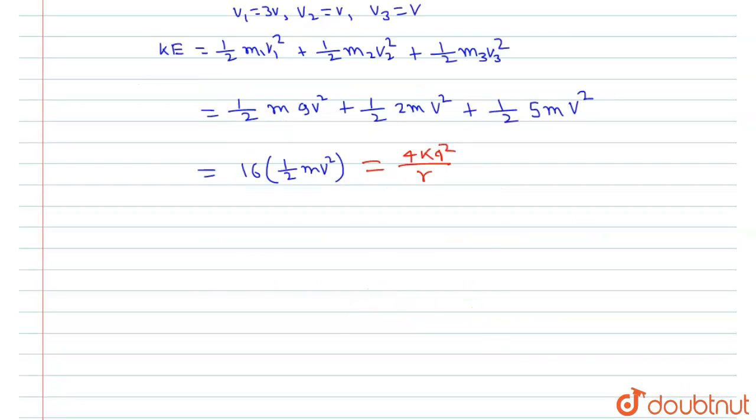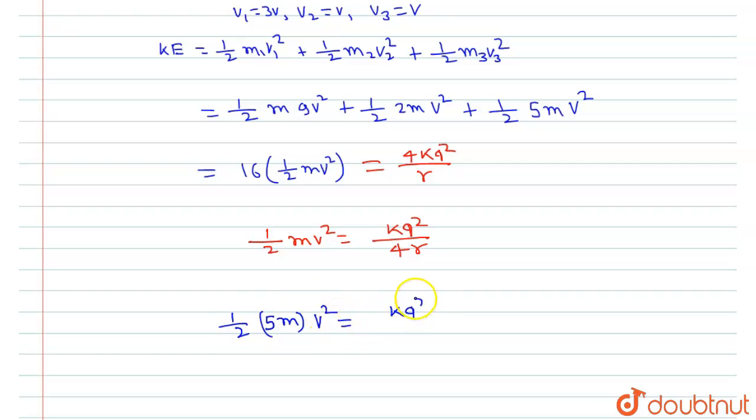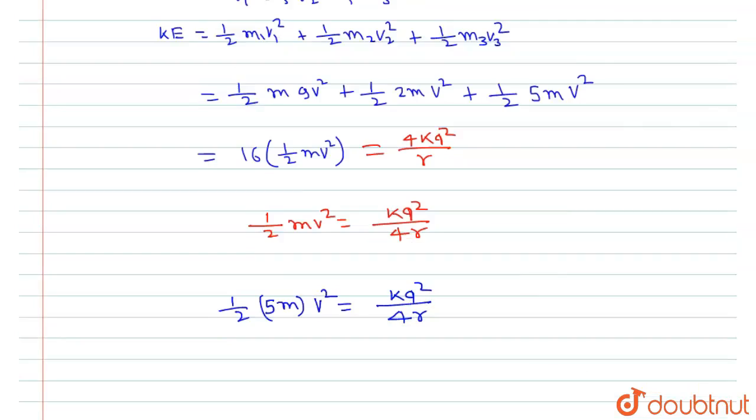Clear? Now from here we can write 1 by 2 mv square is equal to KQ square divided by 4R. We have to find the kinetic energy of the third particle. Kinetic energy of third particle is what? 1 by 2, mass of third particle is 5m, into v square, and this should be equal to KQ square divided by 4R. So this value we have to find.